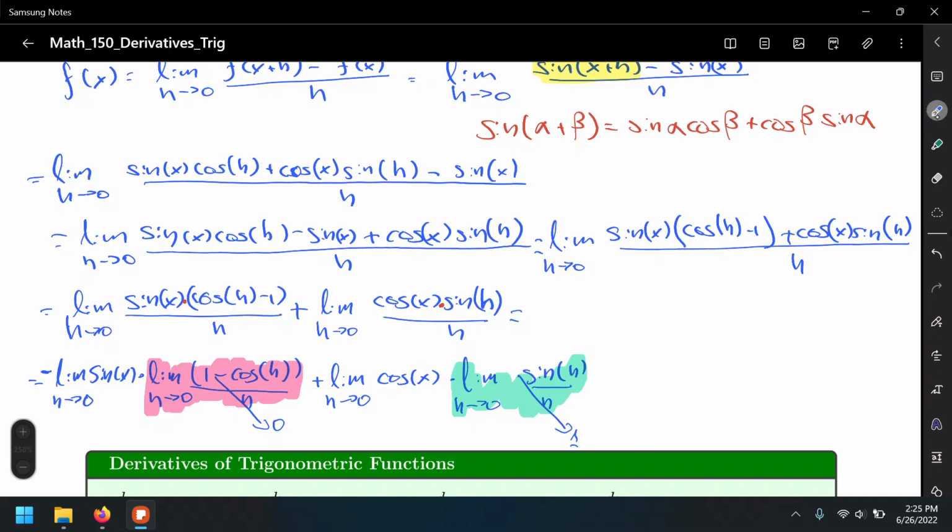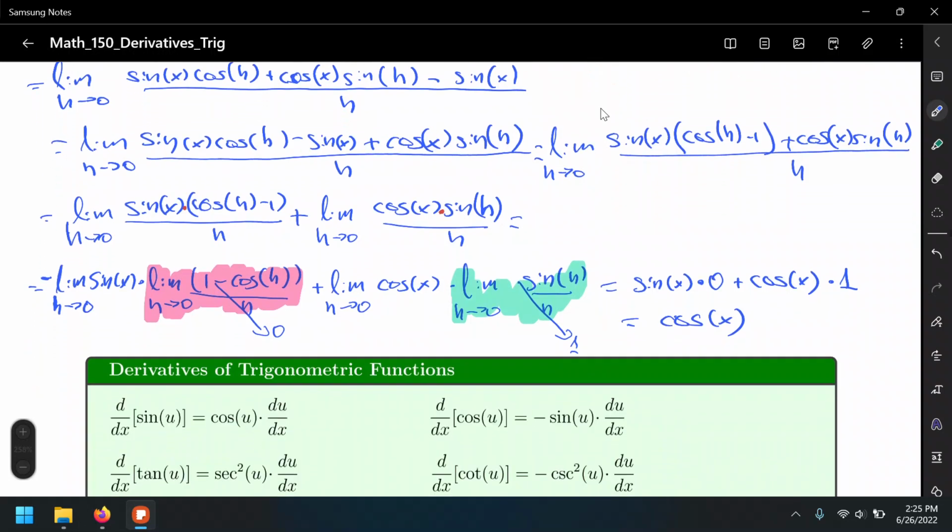So we're going to be left with the following: the limit of sine x as h, in this case the variable is h, approaches 0. Well, sine x is constant, so that's just sine x times the 0 from the second limit, plus the limit of cosine x as h approaches 0. That's also a constant, just cosine x times 1 from the limit in green. Well, this term is going to go to 0 and we will end up only with cosine of x, which is supporting the fact that the derivative of sine equals cosine.